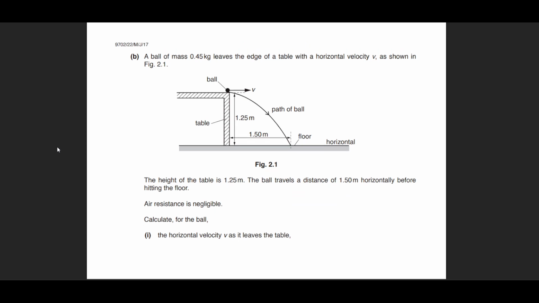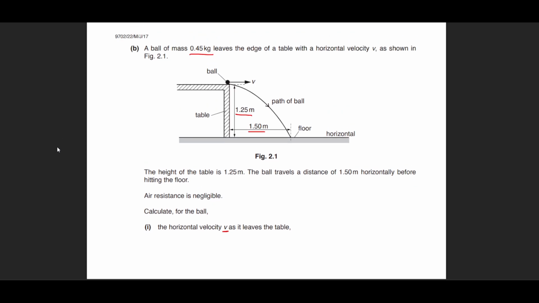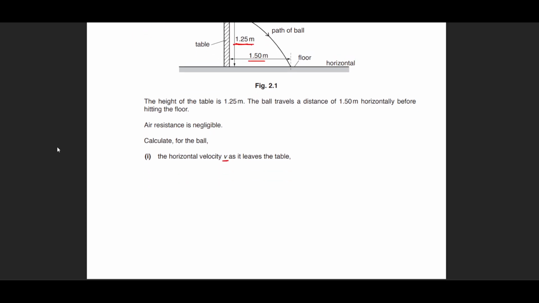So the mass of the ball is given to us, because the next parts would involve the kinetic energy or gravitational potential energy, but we are not required to find this right now because the lesson is about projectile motion. So it has given us some heights, some distances, and some range. You can see this is the range and this is the maximum height, right? So it tells us that we need to find the horizontal velocity of the system, okay? So we have 1.25, how it's going to fall.